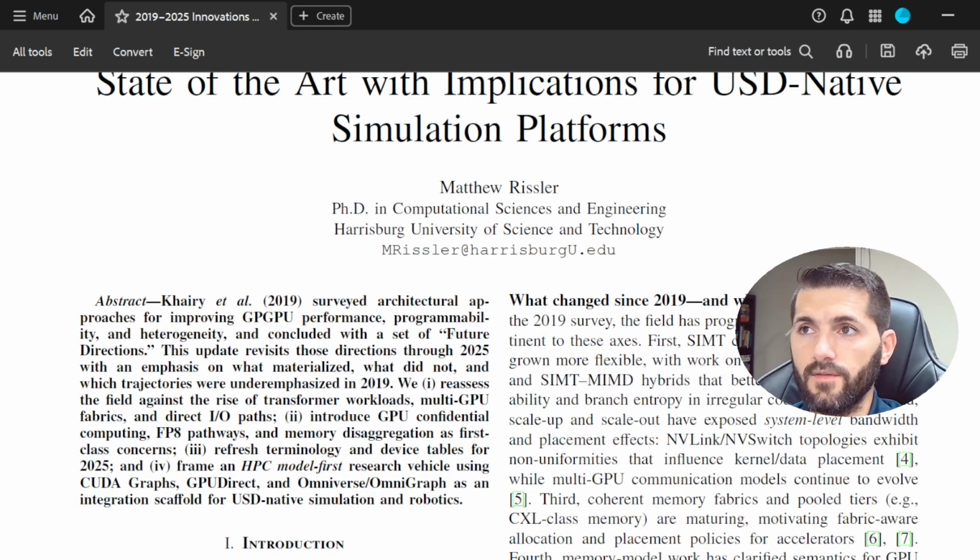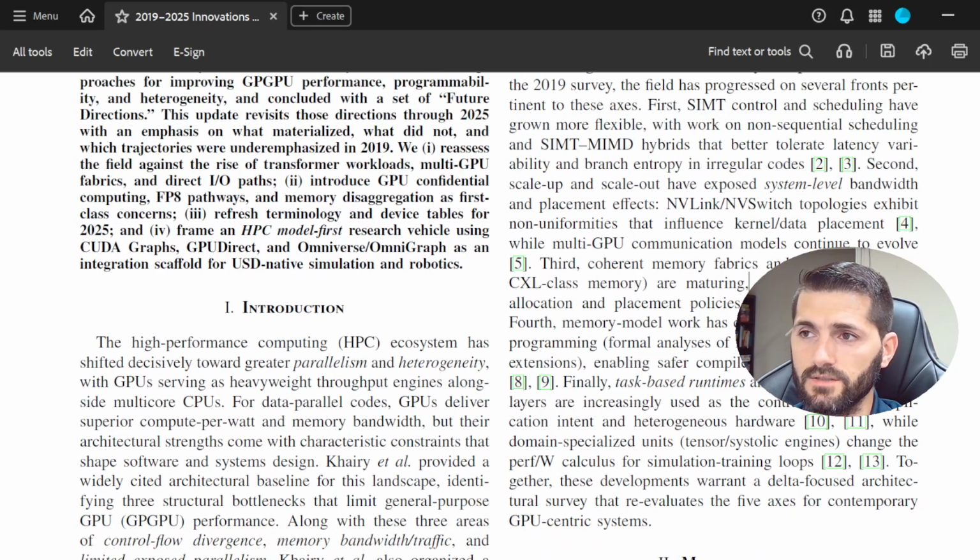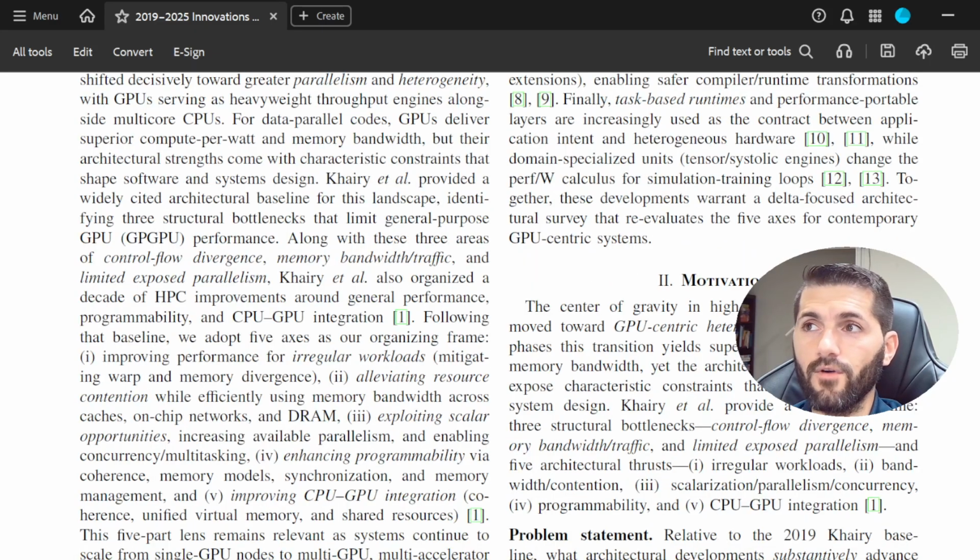So in this paper, I introduce it and look at some of the big things that changed since 2019, and the fact that with the last 5 years and major updates, we need to relook at all the new architectures. The center of gravity in high performance systems has shifted. They're shifting more to GPU, or graphical processing unit, centric heterogeneity, where heterogeneity is the systems that have both CPUs and GPUs that work together.